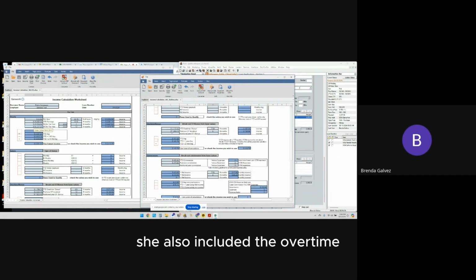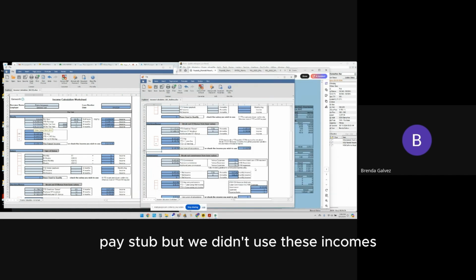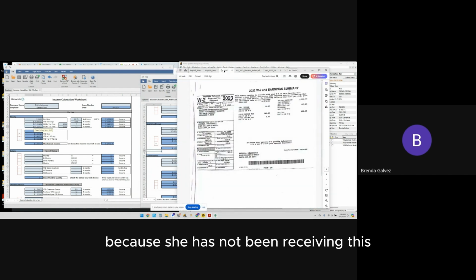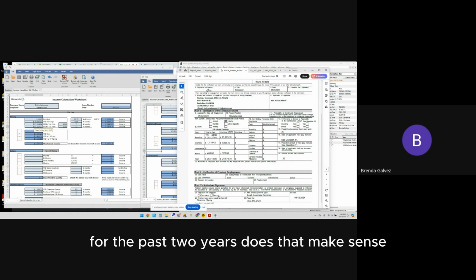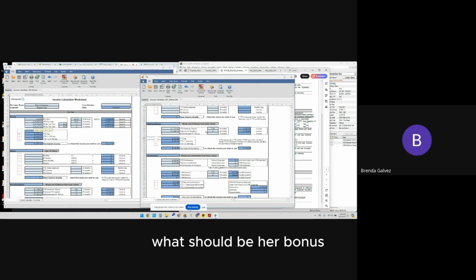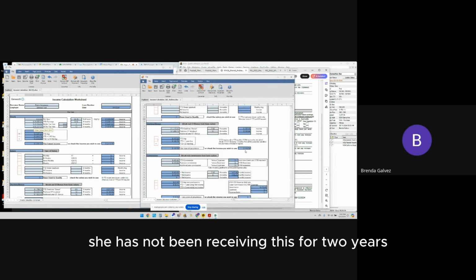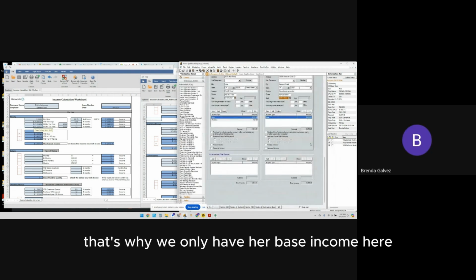So on here, she also included the overtime and commission that she was showing on her pay stub, but we didn't use these incomes because she has not been receiving this for the past 2 years. Does that make sense? Can you say that again? So we're not using this overtime or commission, or what should be her bonus. It's this overtime and bonus here because she has not been receiving this for 2 years. That's why we only have her base income here.